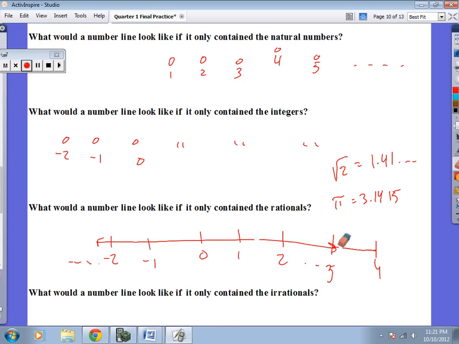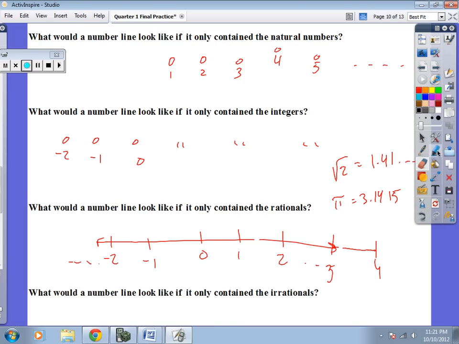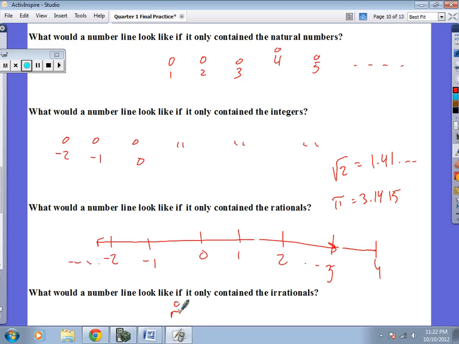Okay, the last one. What would it look like if it only contained the irrationals? It would look more like these first couple. So you would have a spot here for square root of 2. You'd have a spot here for square root of 3. Have a spot here for pi. You have a spot here for square root of 5. So there'd only be spots here and there. So the closest to a complete number line is the one that has all the rationals.